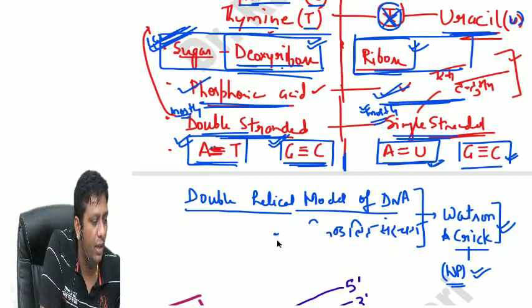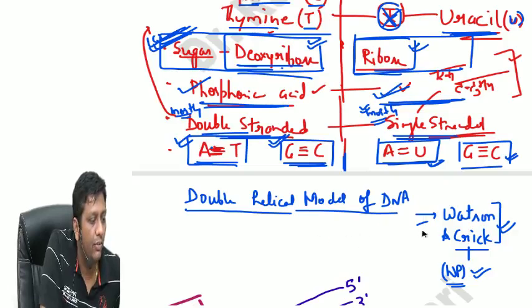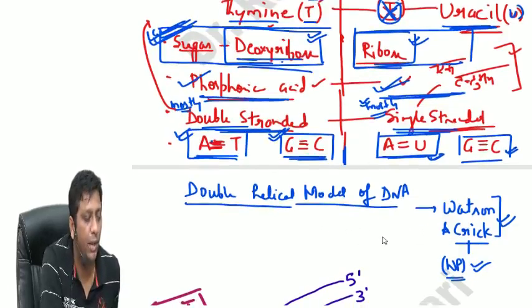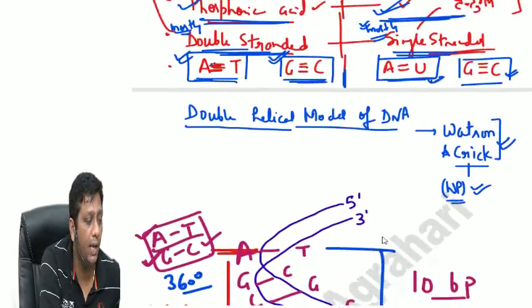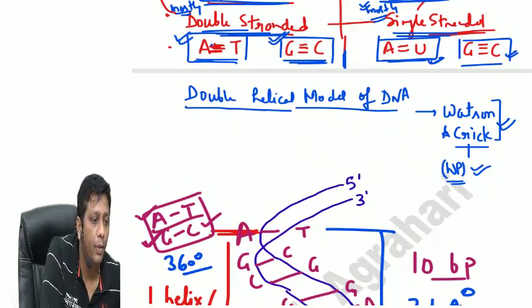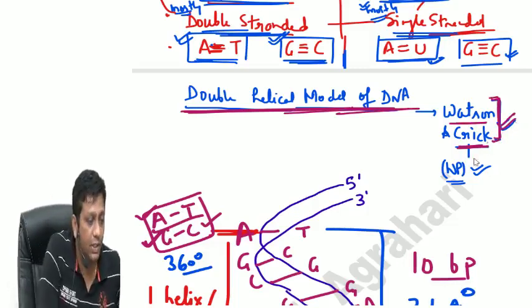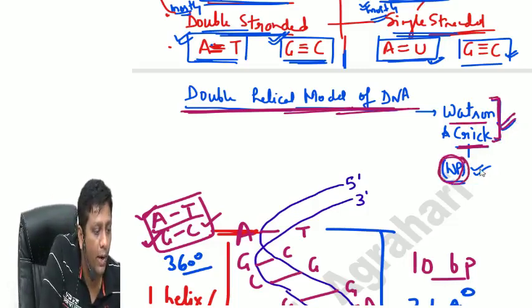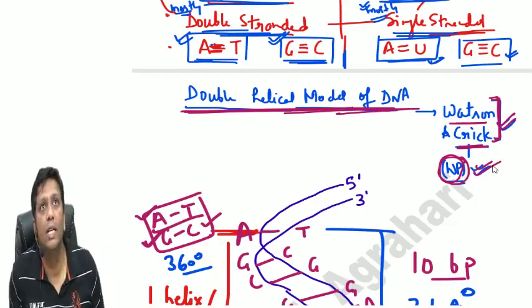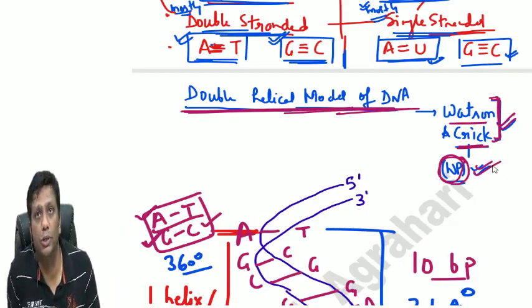Overall, the heading is the double helical model of DNA. See this, the double helical model of DNA. The double helical model of DNA was given by Watson and Crick. And for this contribution, Watson and Crick got the Nobel Prize.